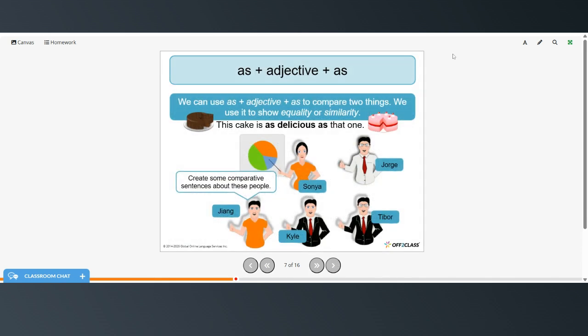Now we can use as plus an adjective plus as to compare two things. We use it to show equality or similarity. So this cake is as delicious as that one. And see if you can create some comparative sentences about these people. And if you would like, you can share those in the comments.